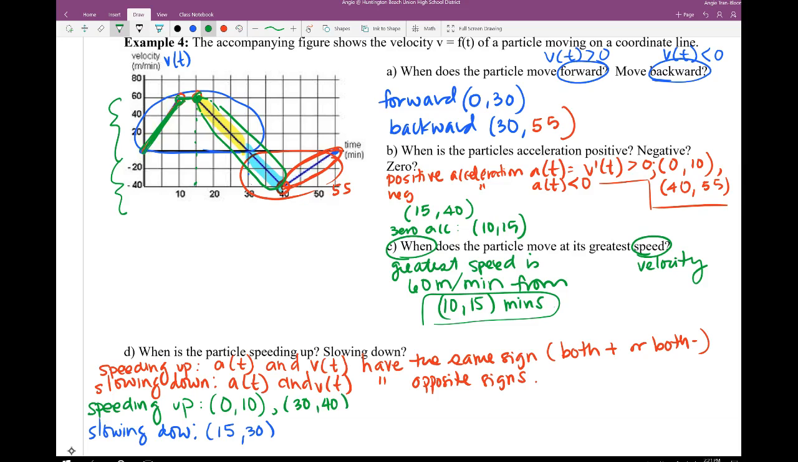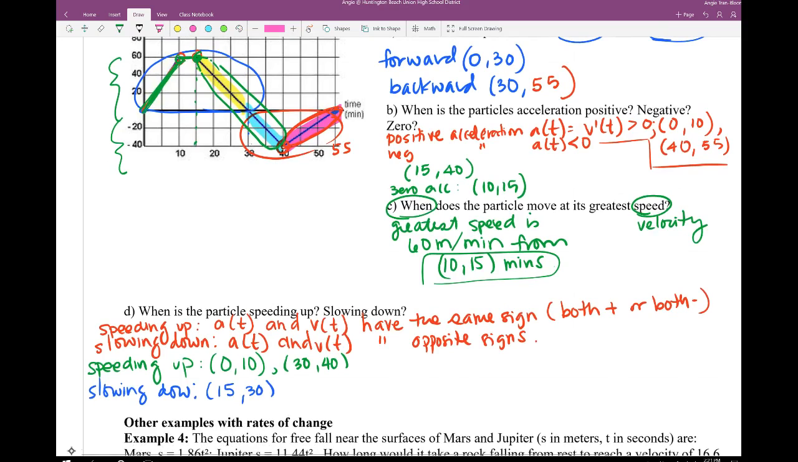Okay, then let's look at the following piece, like this piece. That piece, the velocity is negative because that is below the y-axis, but the acceleration is positive because the slope is positive. So because that is opposite sign, I'm going to say that is slowing down. So that's from 40 to 55, okay? So that's how we constitute speeding up or slowing down.